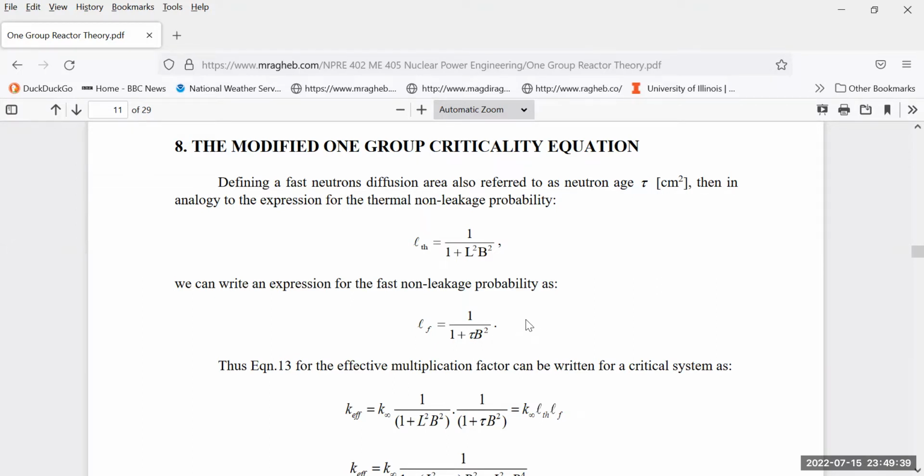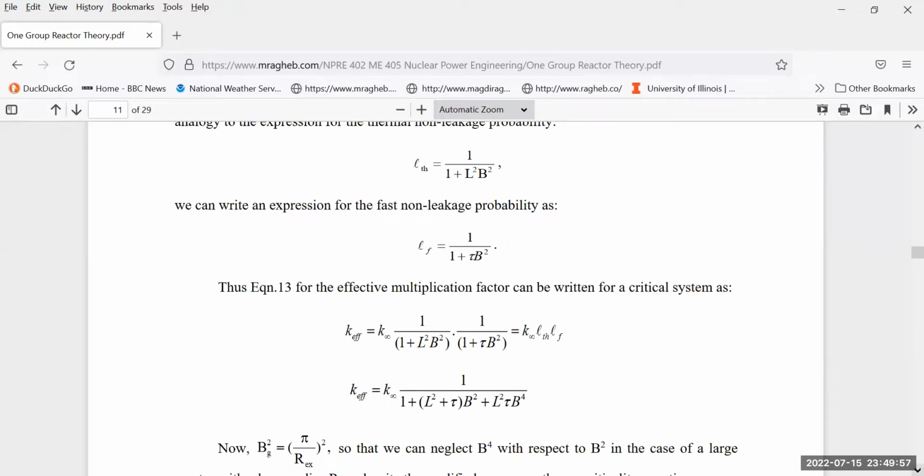It is some kind of historical, because when Enrico Fermi derived the equation, he thought maybe in terms of a diffusion system, and in that case, he described it with that tau. He gave it the terminology age, implying time. In our case, we know that it's really a square of the diffusion area, not for the thermal neutrons, like in this case here, 1 plus L squared B squared, but for the fast neutrons.